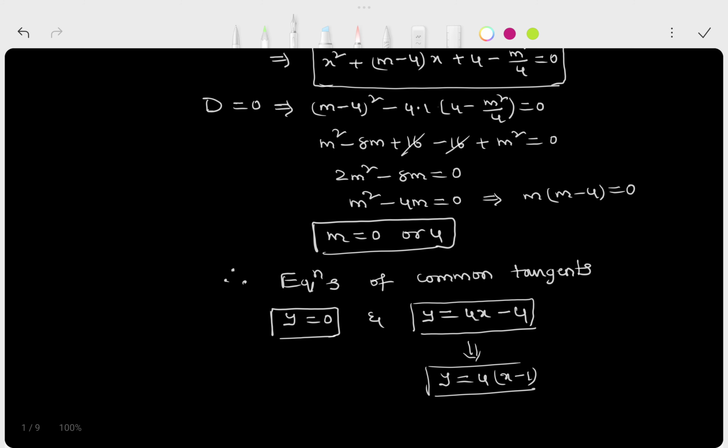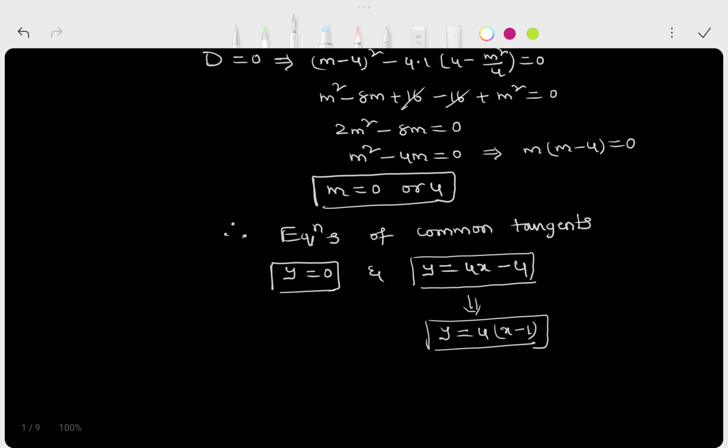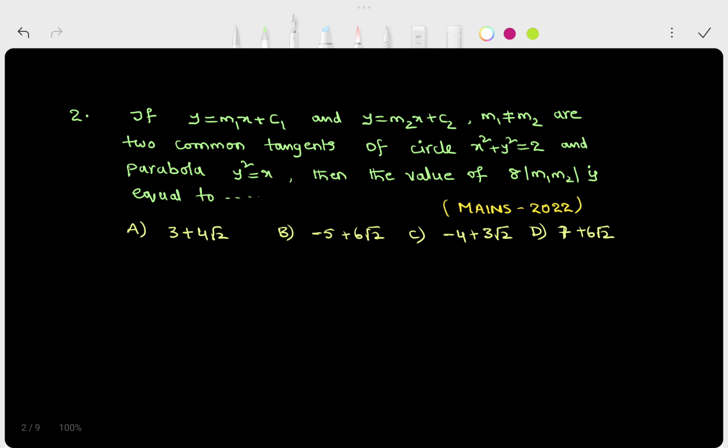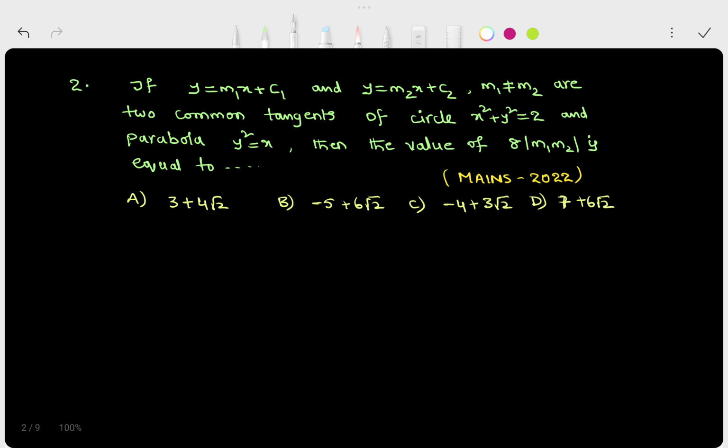Okay, now one more question we'll see in that same model. Look at this one. Here one more question: if y is equal to m1x plus c1 and y is equal to m2x plus c2, m1 not equal to m2, are the common tangents to the circle x square plus y square is equal to 2 and the parabola y square is equal to x, then what is the value of 8 into modulus of m1 into m2?